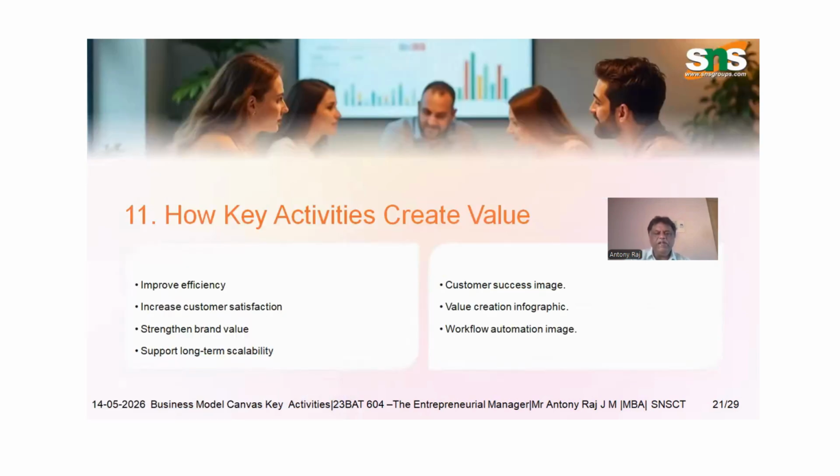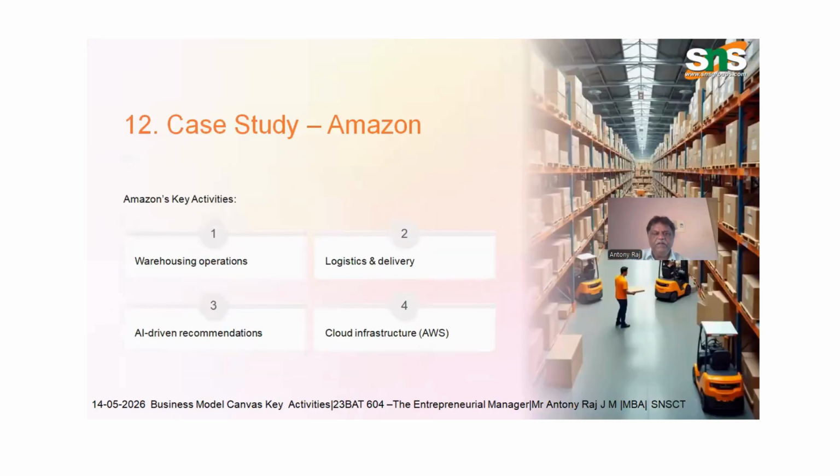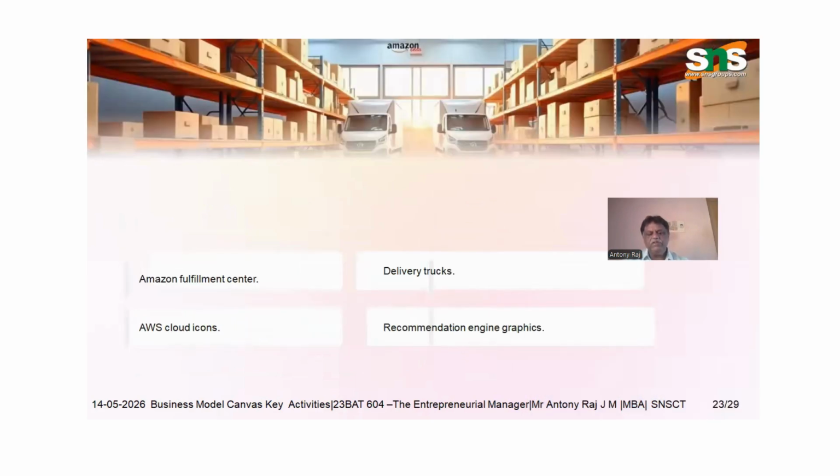Now, how do these key activities create value? The brand value gets strengthened and customer satisfaction increases. With workflow automation, we get clear workflow automation images, and customer success images as well. This is the case study of Amazon. Amazon's key activities include warehousing, logistics and delivery, and AI-driven and cloud infrastructure. Amazon fulfillment centers are highly automated, with a lot of technology and efficiency. I think it is a very good example.